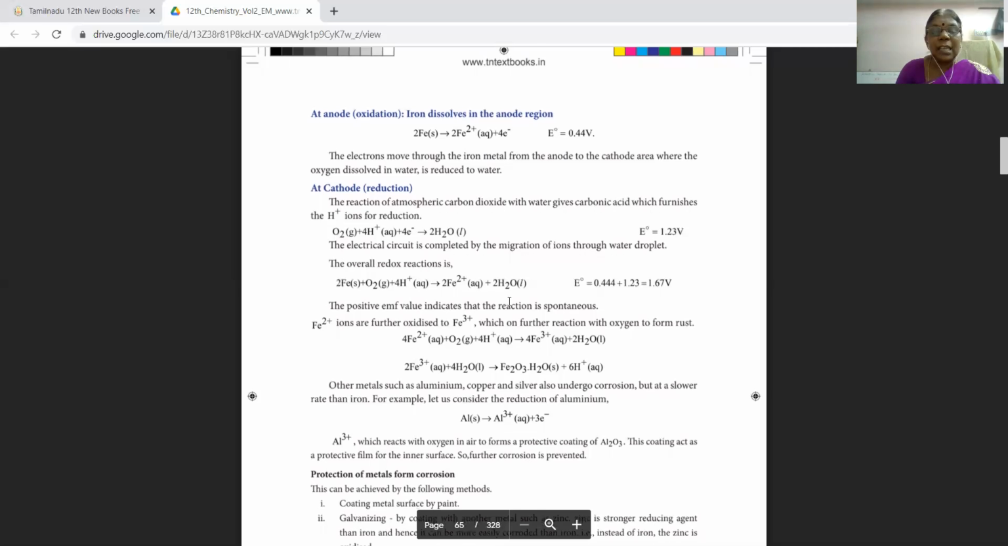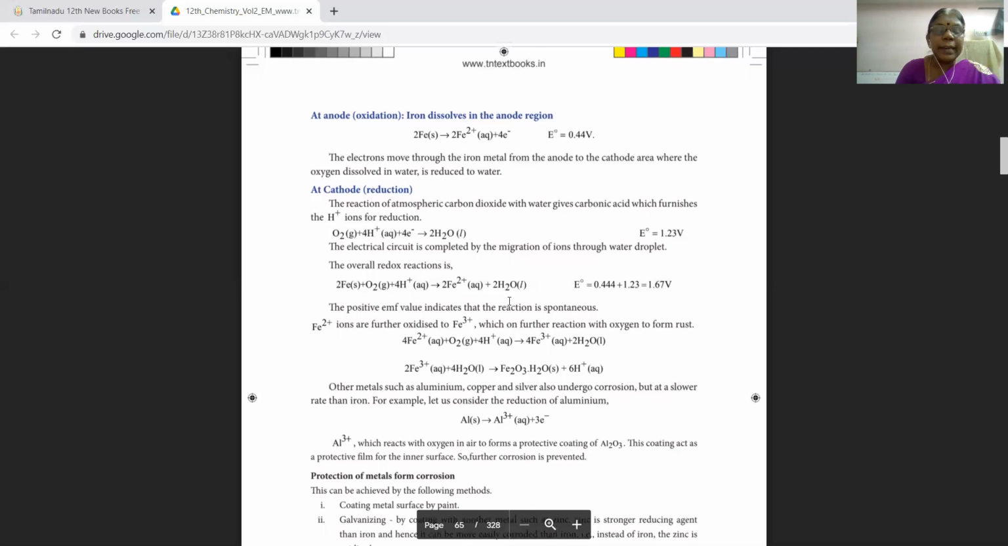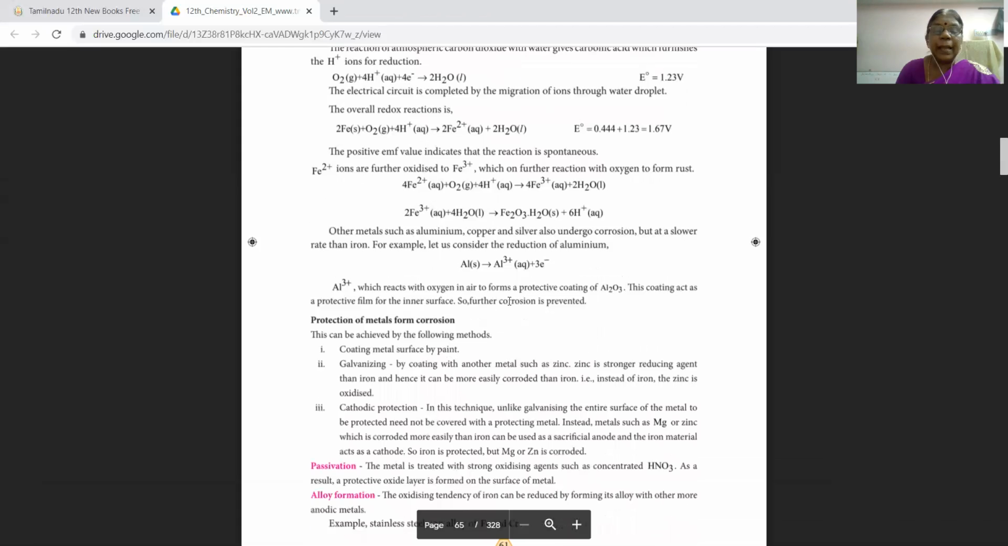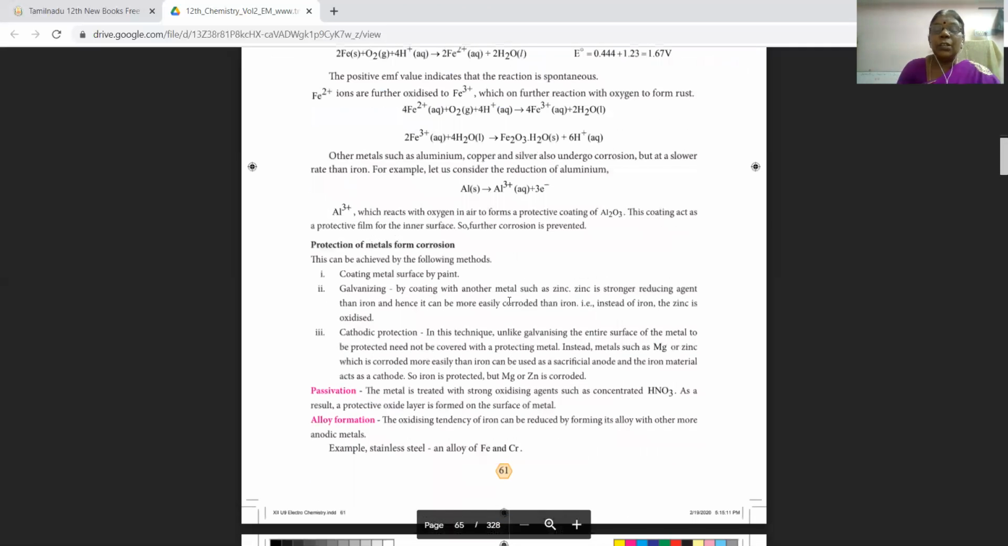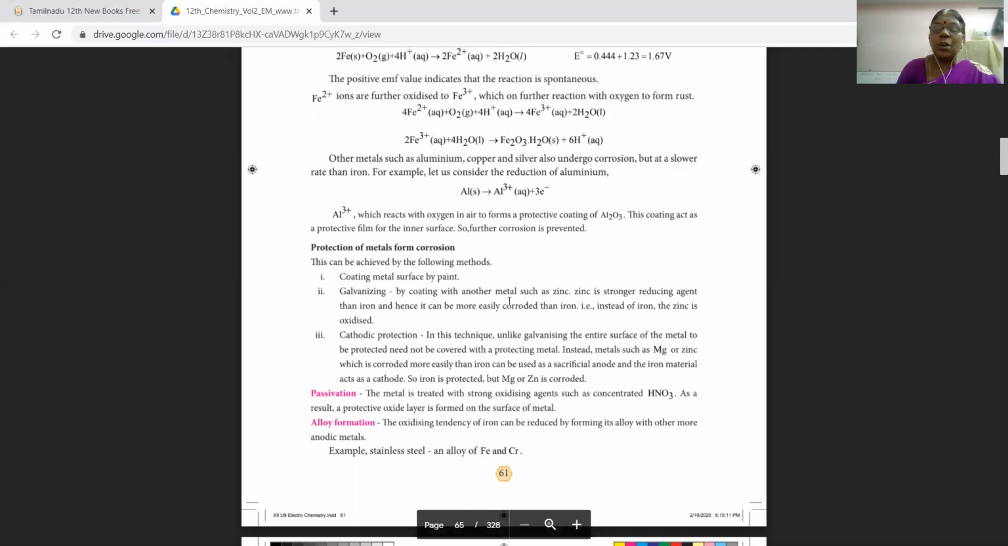Other metals such as aluminum, copper and silver also undergo corrosion, but at a slower rate than iron. For example, let us consider the oxidation of aluminum. Aluminum solid is converted to aluminum 3 plus with the liberation of 3 electrons. So aluminum 3 plus reacts with the oxygen in air to form a protective coating of aluminum oxide, that is Al2O3. This coating acts as a protective film for the inner surface, so further corrosion is prevented.